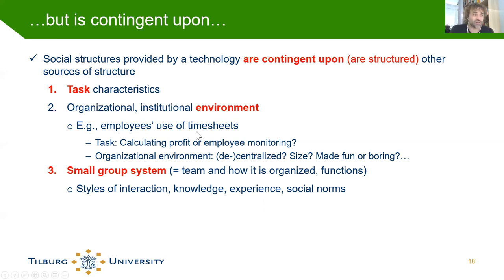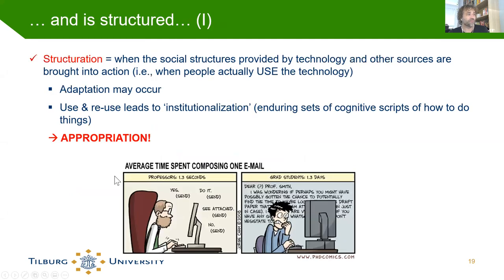So all these factors of the organization, the task, the environment, the structure, the culture of the organization, the people in the organization, the teams they work in, affect the use of the technology. And the way that people are flexible in using a technology and the way that we adapt a technology to our needs in an organization, that is called appropriation of technology. So appropriation is the way that we decide in an organization to actually use the technology.